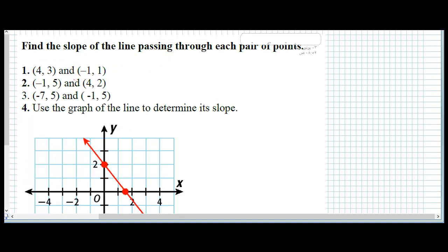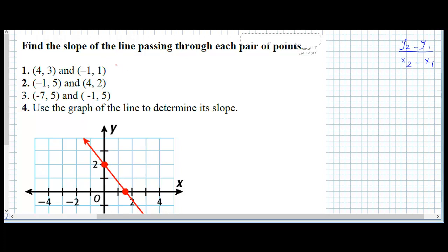We have here, find the slope of a line passing through each pair of points. The first one: (4, 3) and (-1, 1). So how can we find the slope? We have one rule for slope. I will write it here on the side so I will not forget: y2 minus y1 over x2 minus x1. We said it's change of y over change of x. So let's solve.